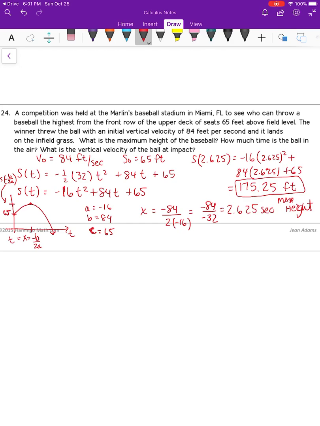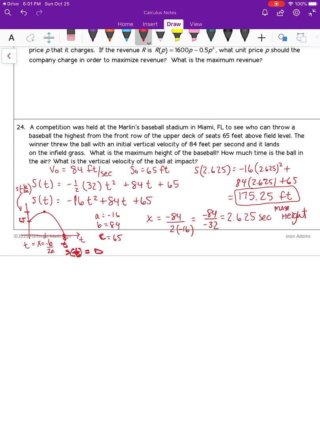The second question was, how much time is the ball in the air? So we would like to know when it hits the ground, which is right here, for this t value. That's when s of t is 0, right? For whatever that t value is, that point right there is the point t comma 0. So that's when your s of t is 0. So for that question, we're going to set our s of t equal to 0, and we're going to look for our zeros here.